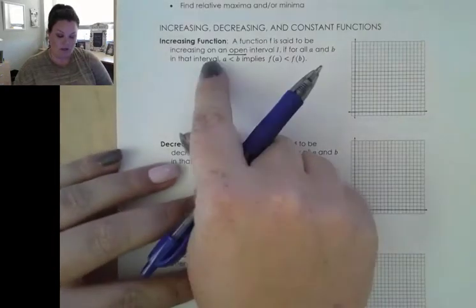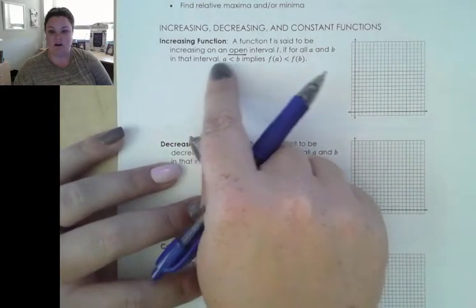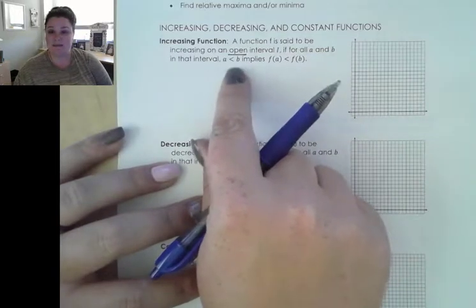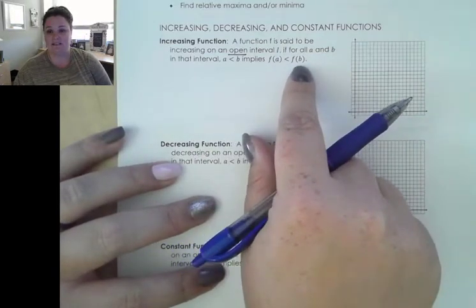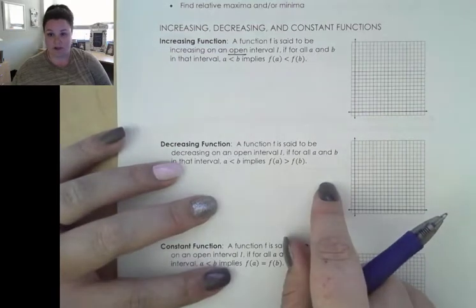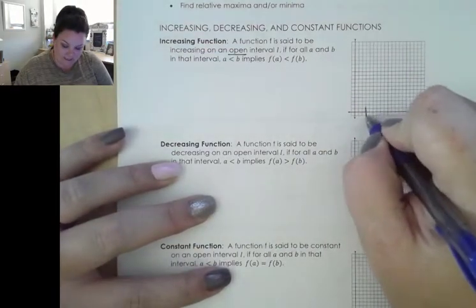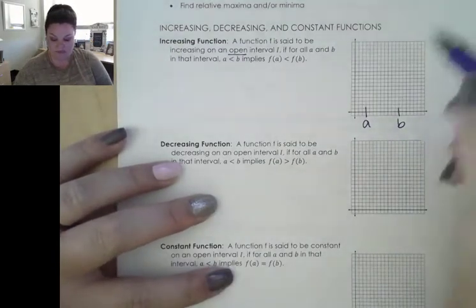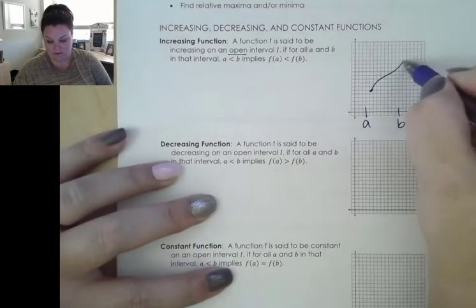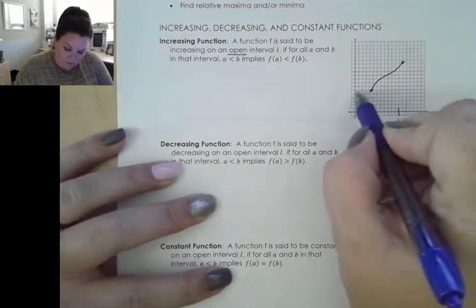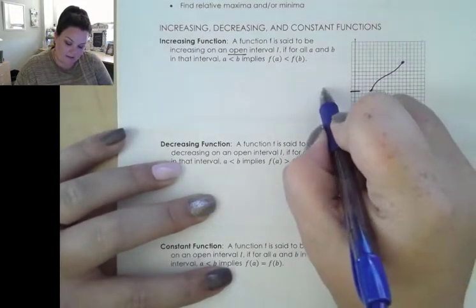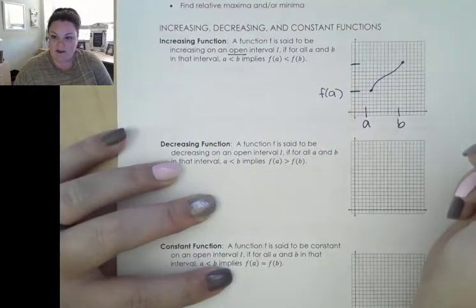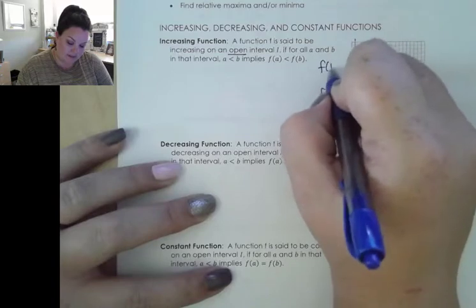Okay, so a function is said to be increasing on an open interval I if for all a and b in that interval, a less than b implies that f of a is less than f of b. So let me give you a little picture to help you put this together. Let's say that a is here and let's say that b is here. Let's say our function looks something like this. So this would be our y value for a, our f of a. And this would be our y value for b, so we'll call this f of b.